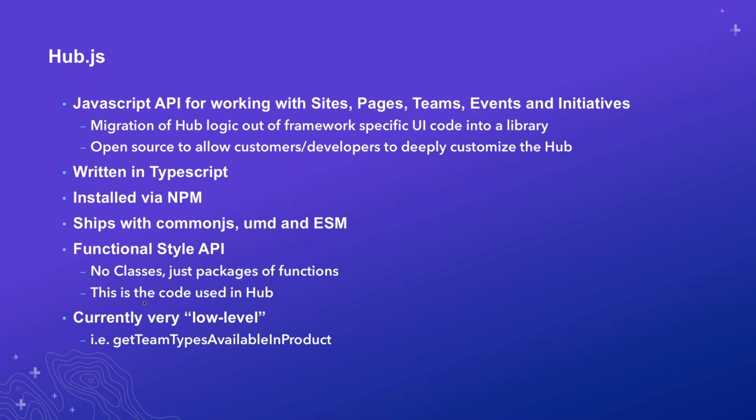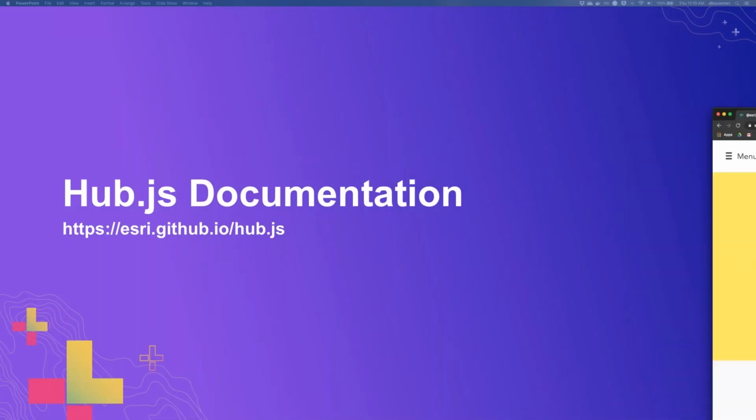Consequently, I'm going to shift over here in a second, actually looking at the documentation for this. It's currently a very low-level API. So you'll see functions like get team types available in product, etc. And this makes complete sense from the perspective of our UI code, but this may not be the most useful function directly for you as a developer to consume. But we're going to be working on that over time. So with that, let's move over to looking at the Hub JS API documentation.